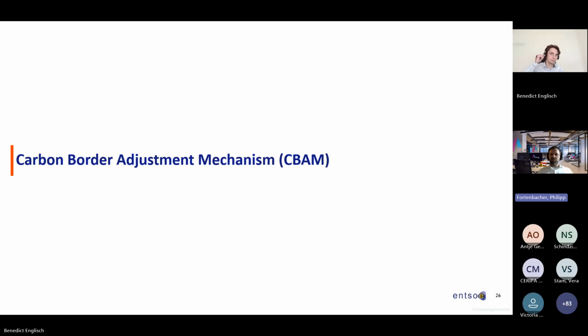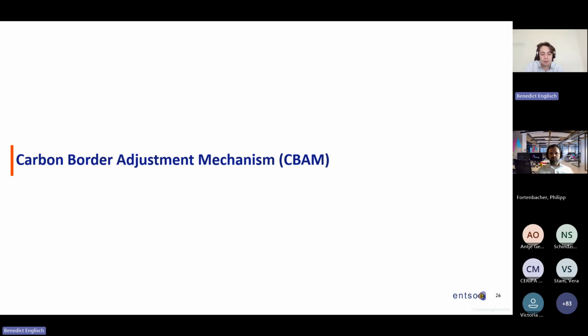Now we move on to the carbon border adjustment mechanism with Benedikt. Yeah, thanks, Philip. My name is Benedikt English, and I'm the ENTSO-E Secretariat support to the cost-benefit analysis, the CBA. And today I want to show you how we will implement the CBAM in the TYNDP 2026.